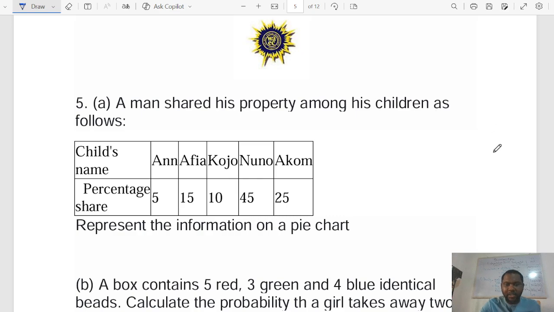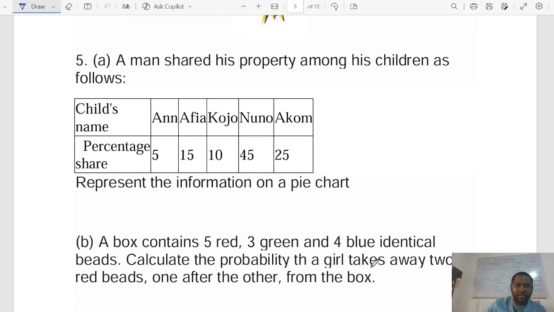Okay, hello everyone. Let's see this number 5 question of the 2021 WAEC past question. It says a man shares his property among his children as follows. This is the child's name and the percentage share. Represent the information in a pie chart.